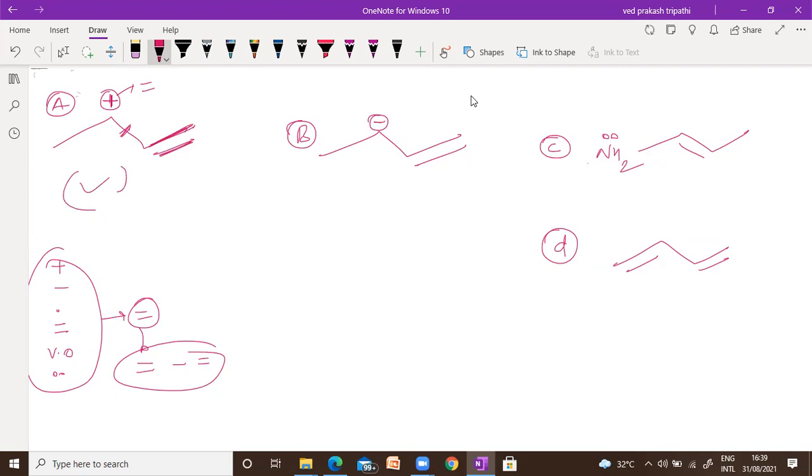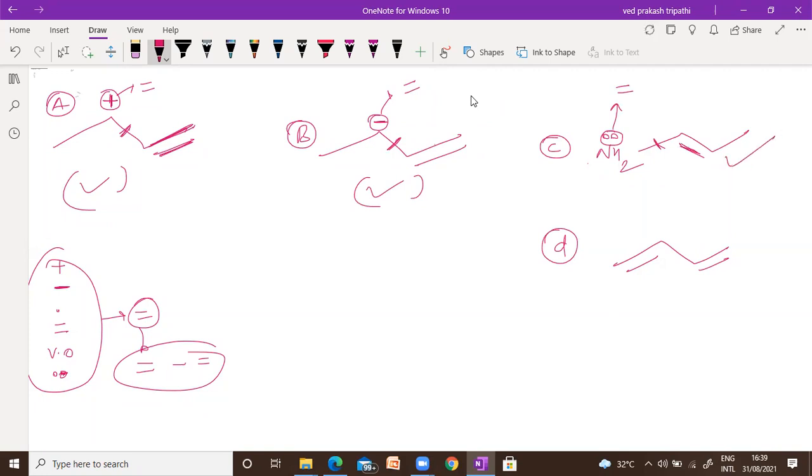This time we have a negative charge. So you can assume negative also, because negative is also here. In negative also you can assume double. So double, single, and again double, so it will show resonance. And the third one is your lone pair. Lone pair is also present here, so you can assume lone pair as a double: double, single, and again double.